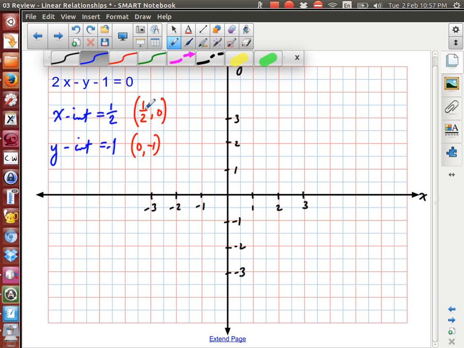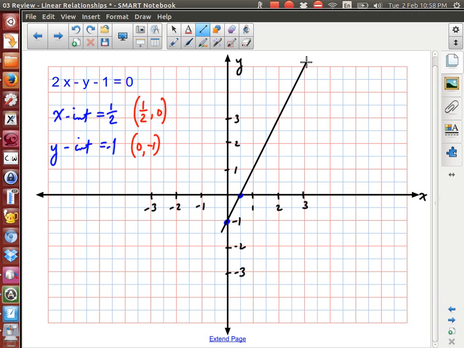So my first point is at x equals 1/2, y equals 0. X equals 1/2, halfway between 0 and 1. So there's my first point. That's my x-intercept. My other point is at 0, negative 1. There's my y-intercept. And I've only got 2 points, but that's what I have to work with here. So now I'm going to draw a line that goes between those 2 points. And in this case, I'm going to extend the other corner like that.